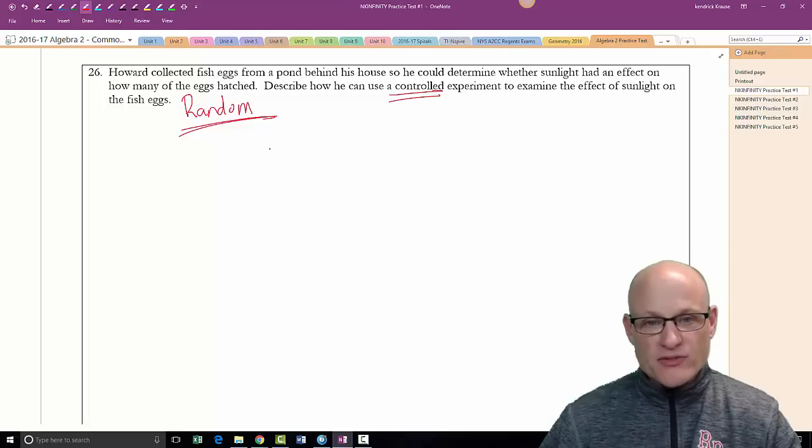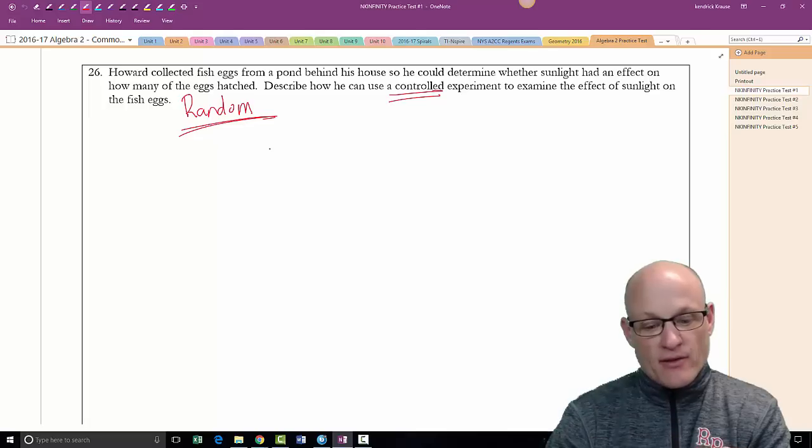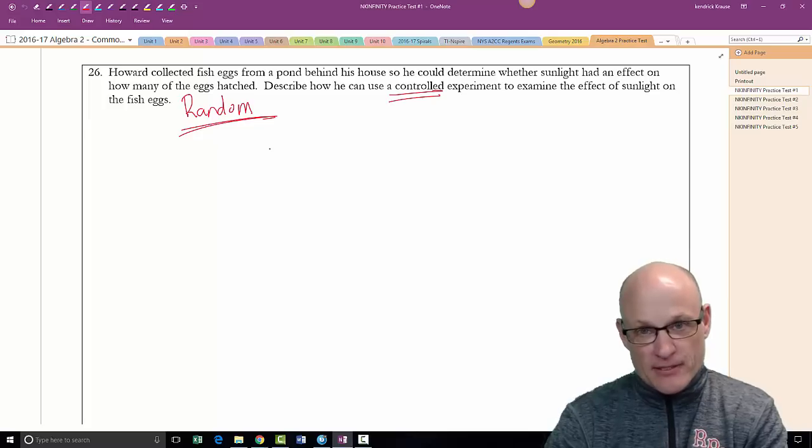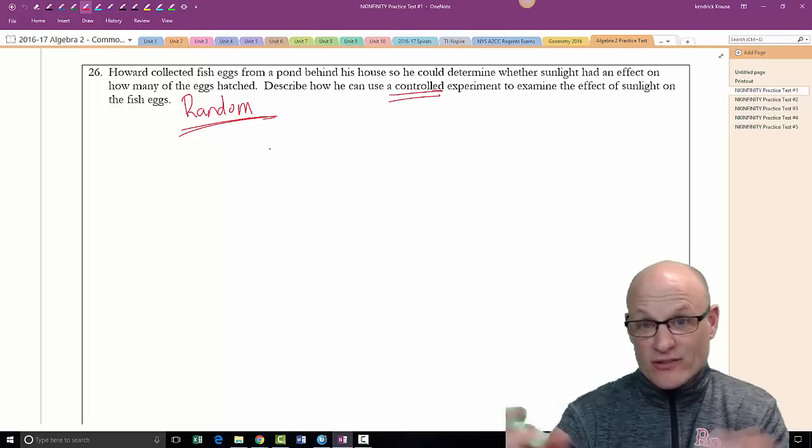So the biggest thing about how to control this experiment is he has to randomly select two separate groups, call one of them the control group, and one of them the experiment group. The experiment group should get the treatment, whatever the treatment is, and in this case the treatment is sunlight, and the control group should not get the treatment, in this case the sunlight. So I guess they need to be kept in darkness. I'm not sure what that should be.